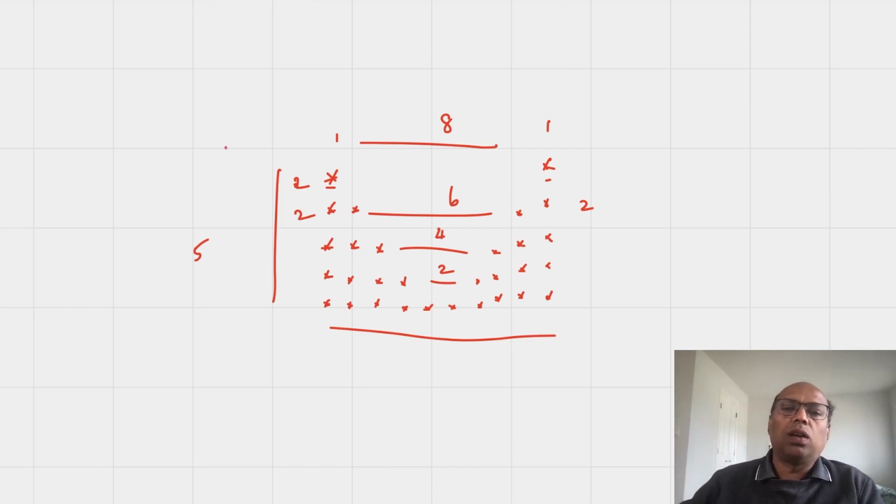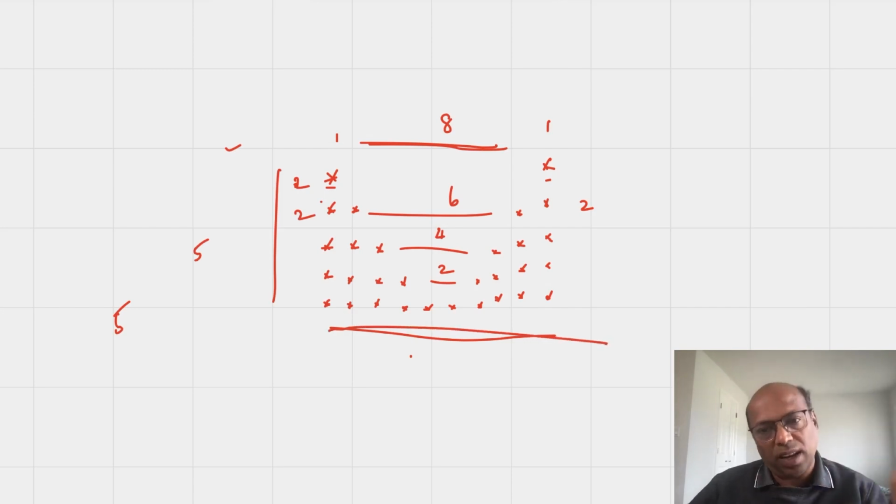When I is 1, 1 star. When I is 2, 2 stars, then 3 stars. But what are the spaces going to be? If n is 5, the total number of stars in the last line is 10. Therefore, 2 into 5 is 10. 10 minus 2 is 8. Correct? 10 minus 4 is 6. 10 minus 6 is 4. It's going to become like that.